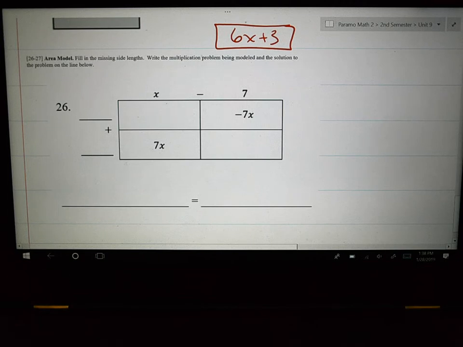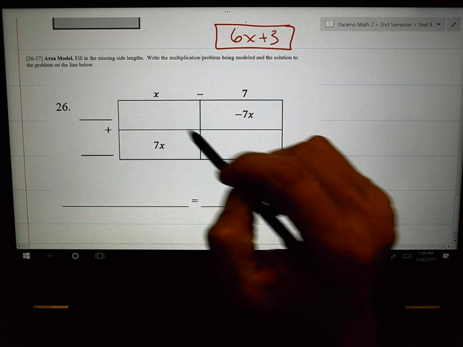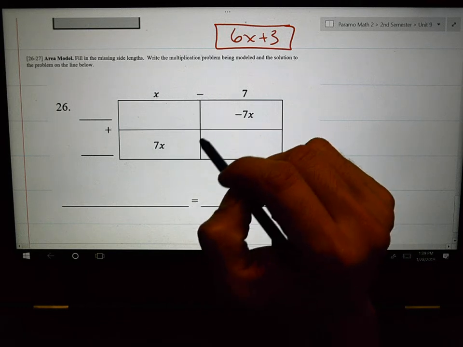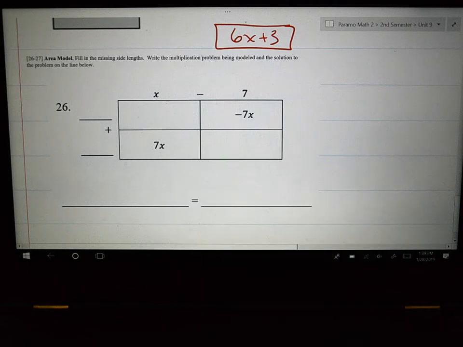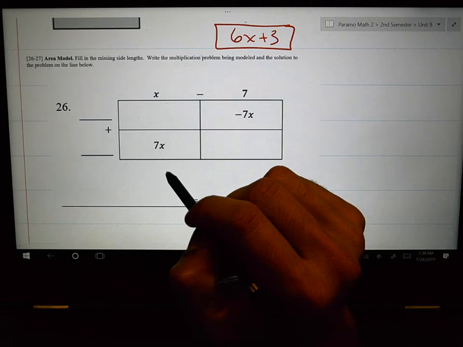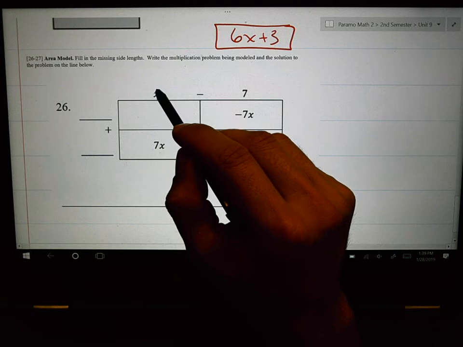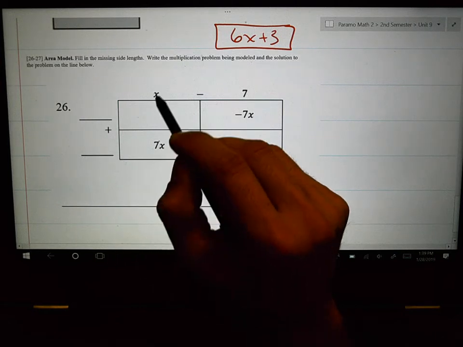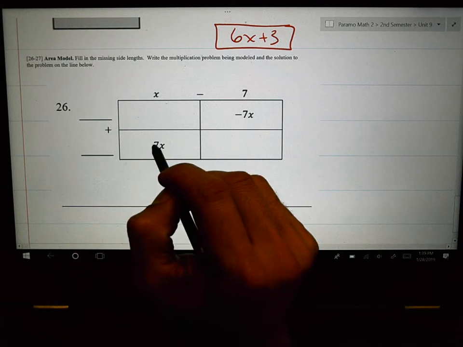26 is the last one, and what they're going to try to get you to do is the opposite of the area model, and that is really what's going to lead you into worksheet 4. So if you know that there's a 7x and a negative 7x, and there's a things here, we got to fill in what's going to be what. So I bet you this times this should equal that, right? Like these two times each other should equal that. So I hope you know what goes here, just based off of this is the product.